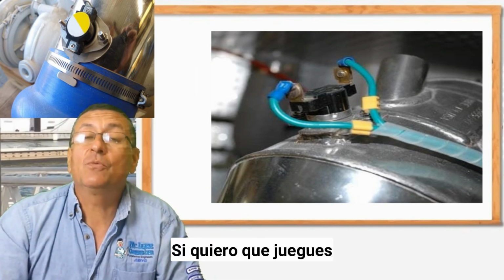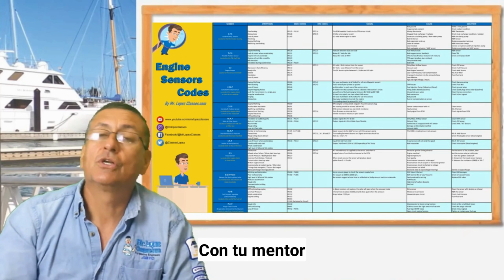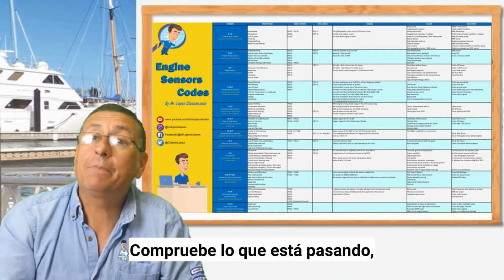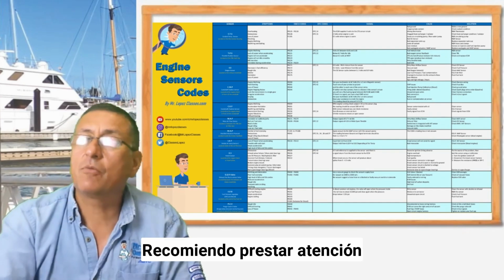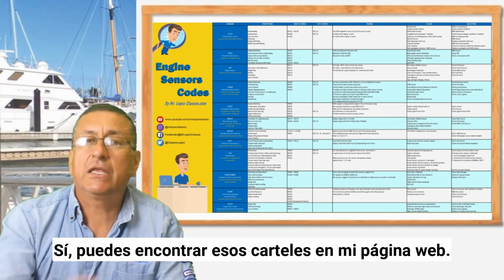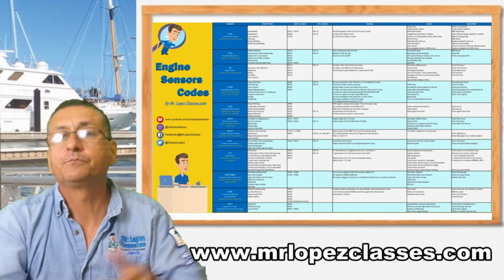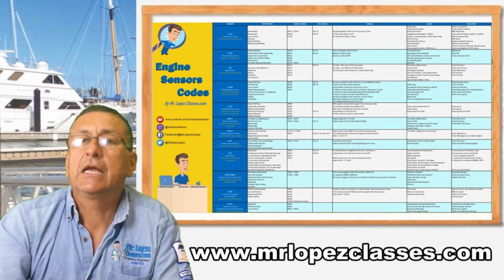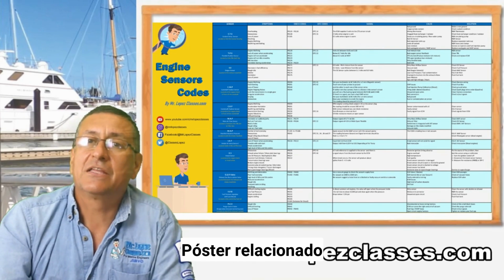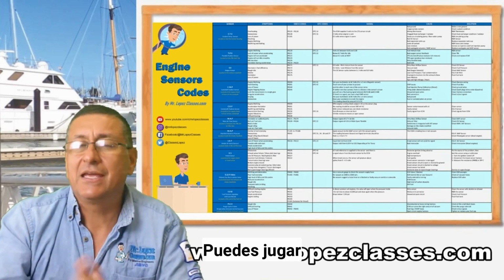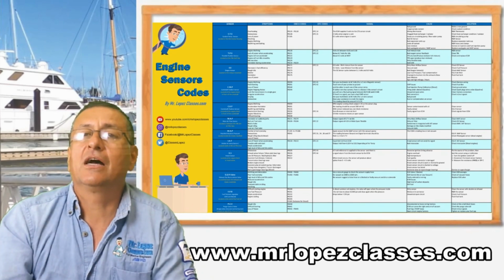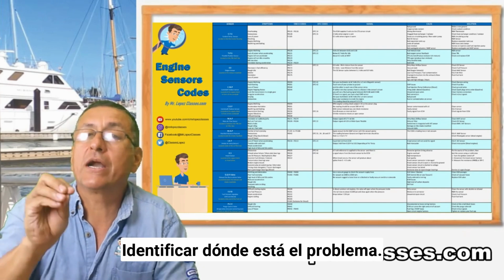I want you to play with your instructors, connecting and disconnecting sensors and checking what happens, what the performance is. I recommend following this poster. You find those posters on my webpage. You can buy those posters. I recommend that poster in particular, the poster related to the sensors. You can play with each sensor. You can read the sensors and you can identify where the problem is.